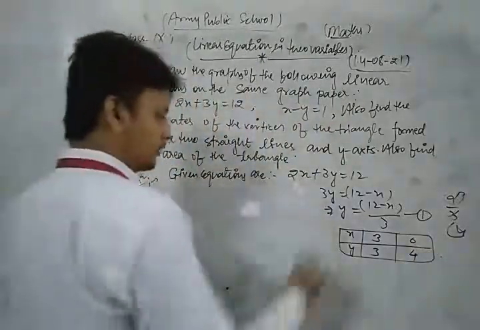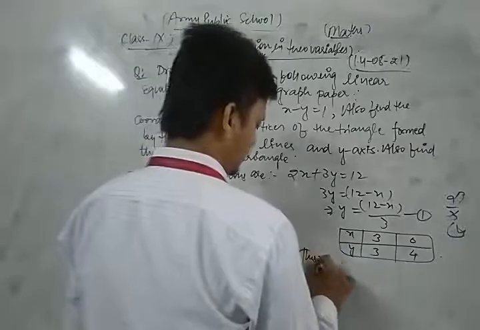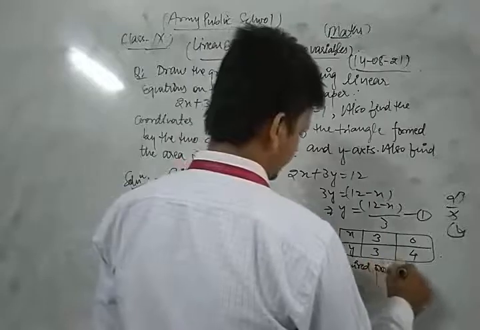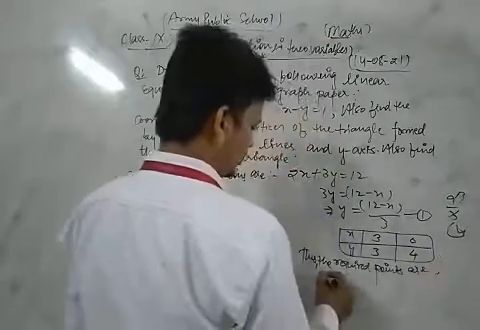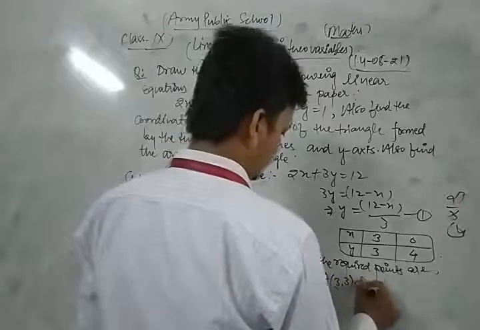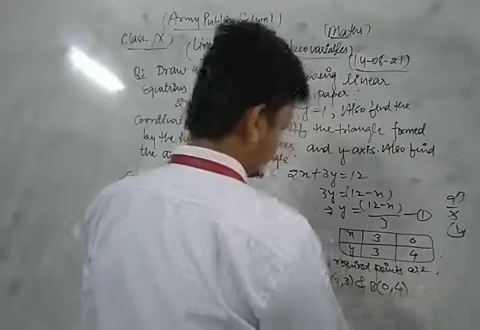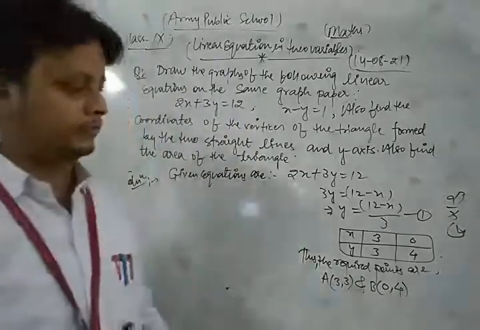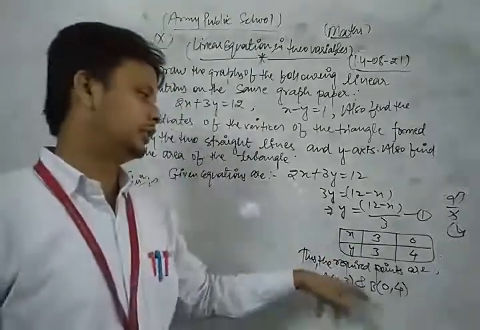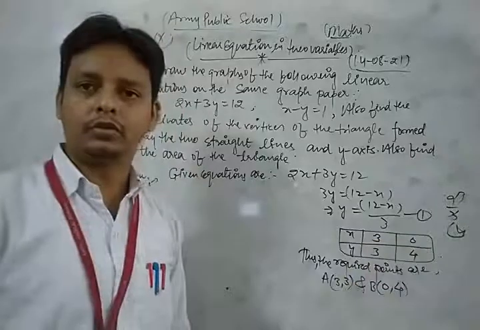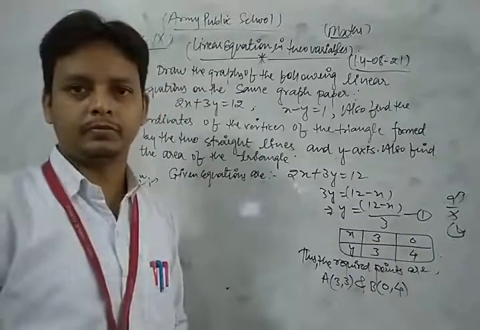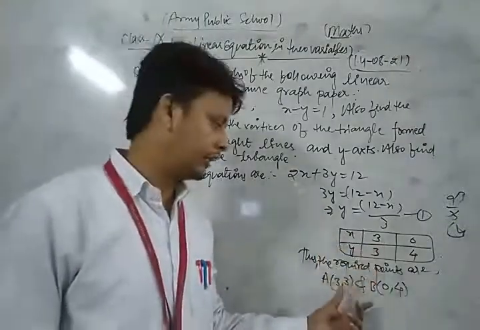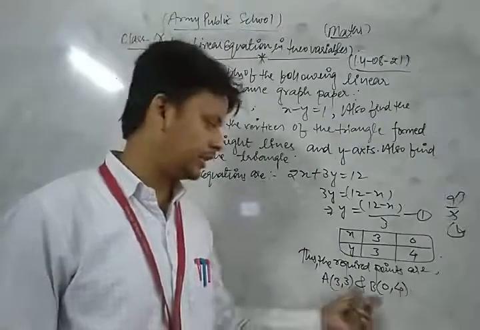Thus the required points from this equation are A (3, 2) and B (0, 4). So in this way, with the help of the first equation given in our question, we find two important coordinates, A and B.